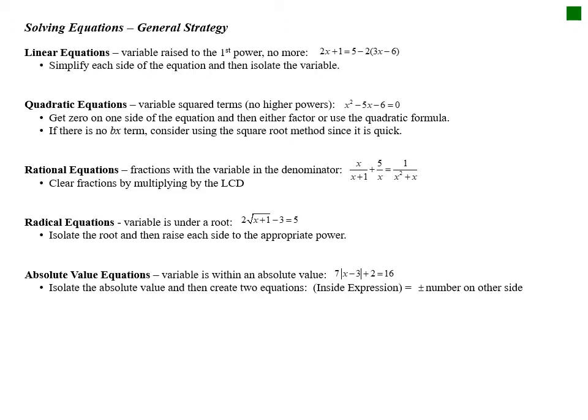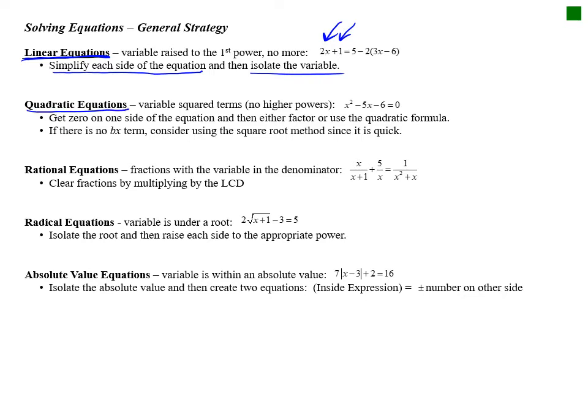So a linear equation is an equation in which the variable is raised to the first power, no more. For instance, we have a 2x term, and we have a constant term. We also have a 3x term. We have some multiplication through distribution, but we don't have an x squared or an x cubed. These are the simplest type of equation we can come up with. Basically, we just want to simplify each side and then isolate the variable.